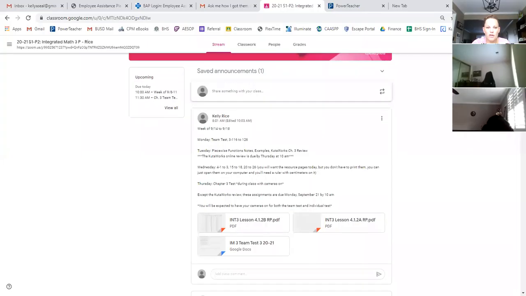Okay, so real quick before we get started, here's our agenda for the week. Today we have our team test, and your closure problems are the homework. Tomorrow we're going to do some notes on piecewise functions and some example problems. Then you have a review worksheet.